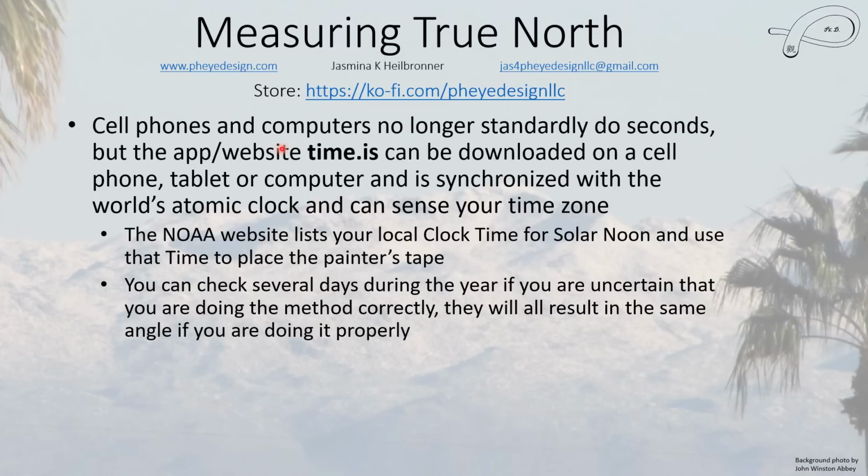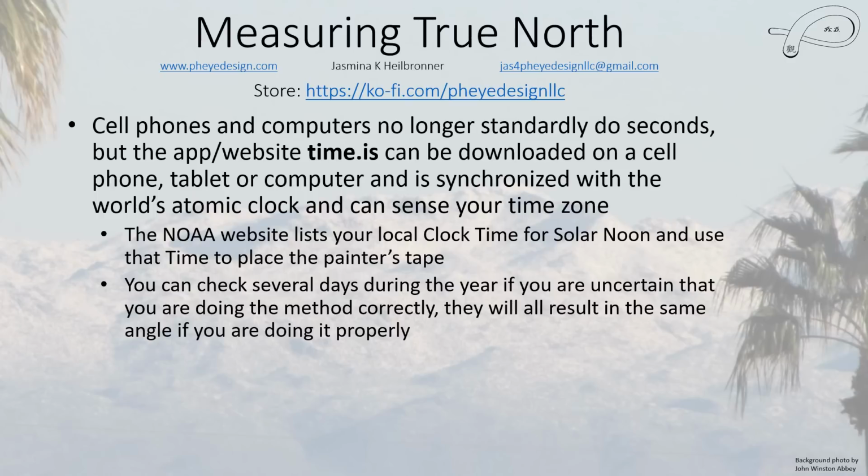Now, cell phones and computers, at least in my experience, no longer standardly show seconds. But this website, Time Is, is pretty good. It seems to be on Central Time Zone, or maybe you said it, I don't remember which. But NOAA is the place where you're going to get your solar noon on that clock, which is going to be this clock or similar.